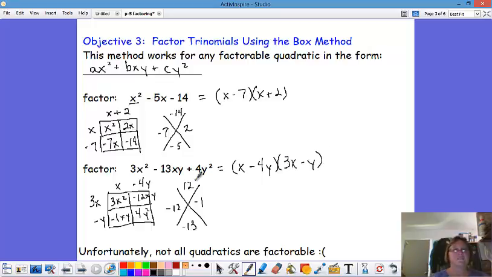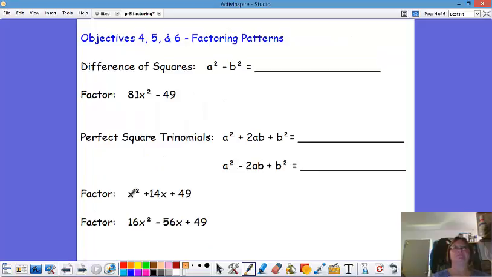I love factoring. It's like a puzzle. Unfortunately, you can't always use it because not all quadratics are factorable. Our next type of factoring, we're going to look at some of the more common factoring patterns, and there are several. The first that I'd like to discuss is the difference of squares, and I'm hoping that by the time we're finished with this little demonstration, you will have remembered that very well.